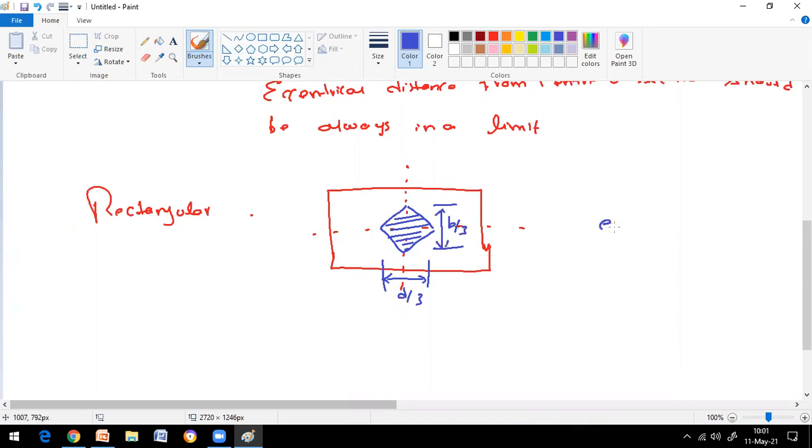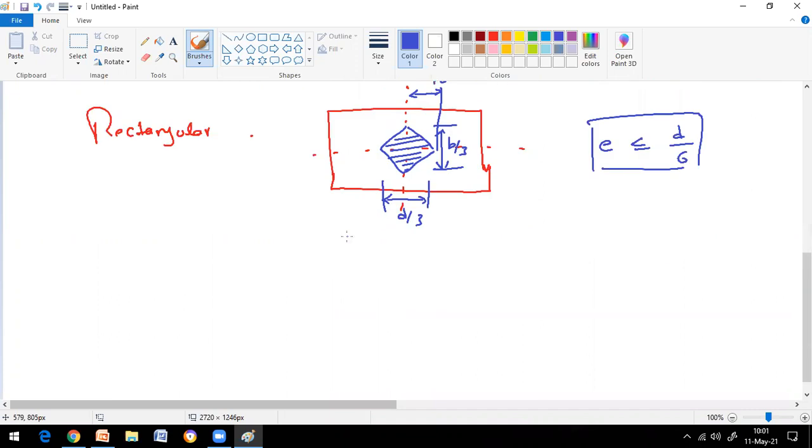And what is the eccentrical distance? It should always be less than or equal to D by 6. So when you apply the load, your load always should be within D by 6 distance. If it is crossing D by 6 distance, definitely your rectangular section may be subjected to tension, that is, there is a chance of negative stress developing. So that is what we discussed yesterday.